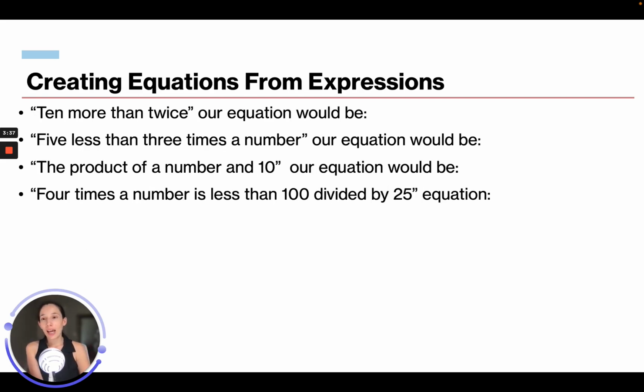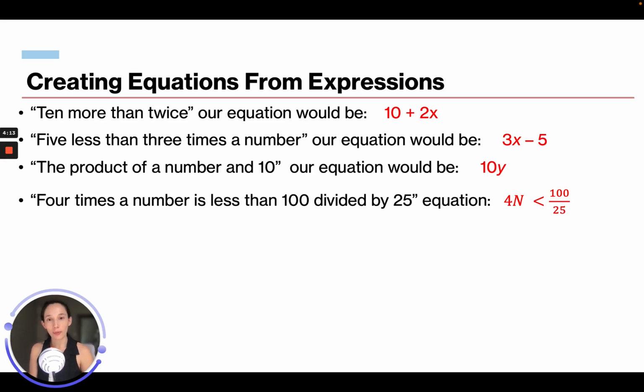So, 10 more than twice. Our equation would be, so we have 10 more than twice. So twice would be 2x, and 10 more than that would be plus 10. If you guys pause this slide, you can maybe think about what the next 3 would be, and then we will go over the answers in the next slide.